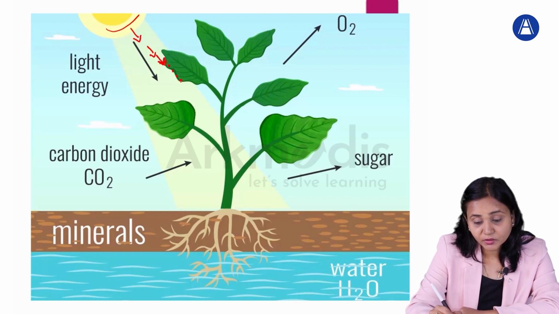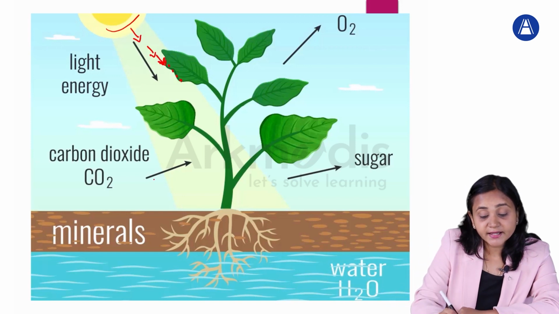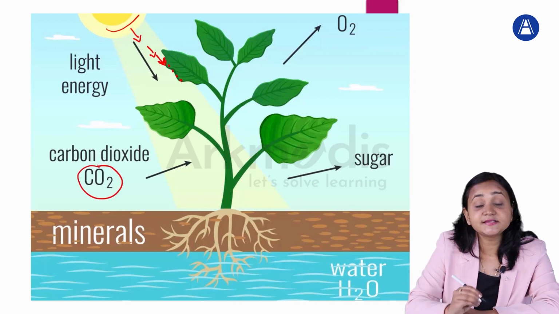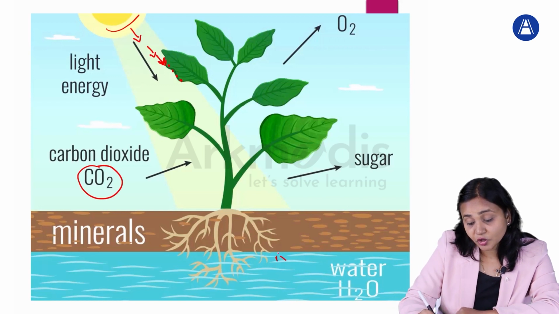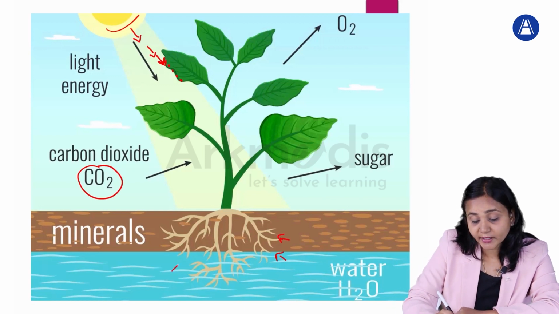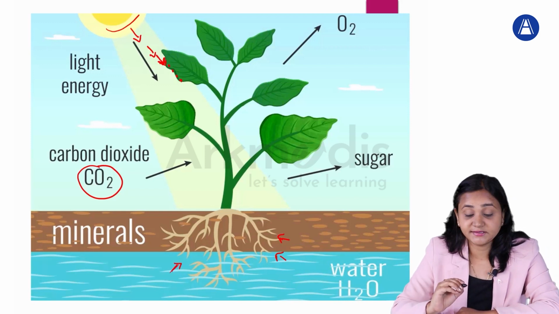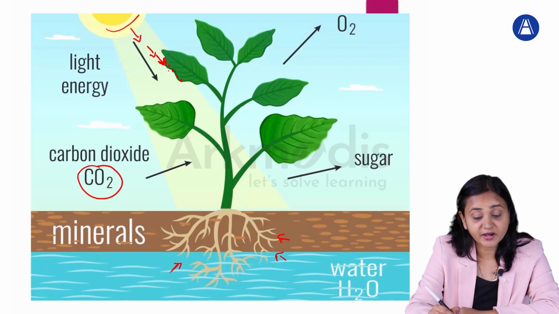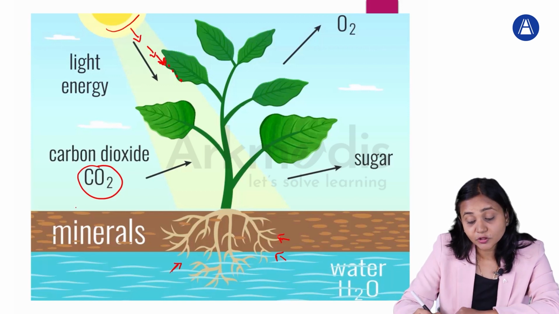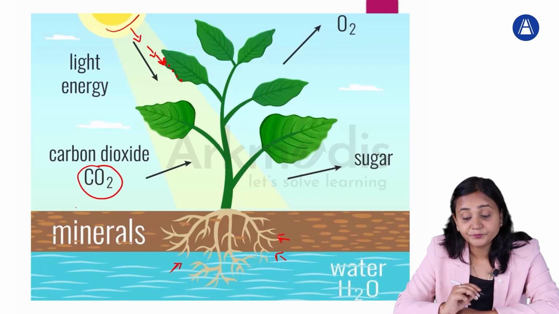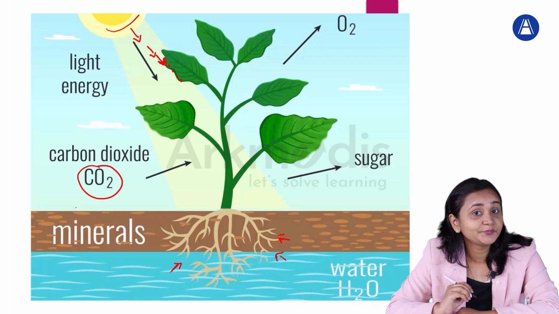These are present mainly on the lower epidermis of the leaves. Now the air is also having this carbon dioxide, and the water is absorbed from the soil. So this plant is getting all the raw materials. It is getting the source of light, it is getting the carbon dioxide, and it is also getting water. Now photosynthesis reaction is going to take place.